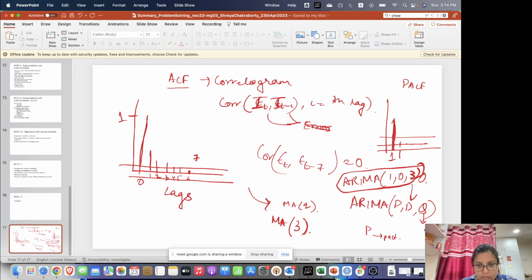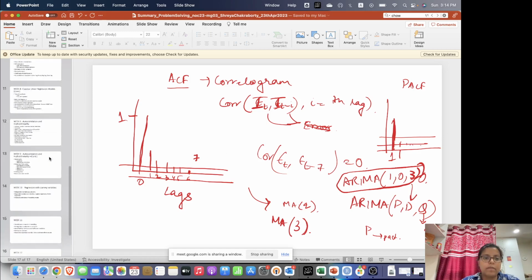It means that if the spikes are between this dotted line, that is the 5% limit, then we consider that the correlation at that lag is 0. If it falls within this line of significance, then we'll say the partial correlation is 0.